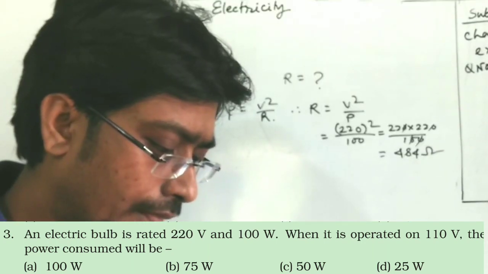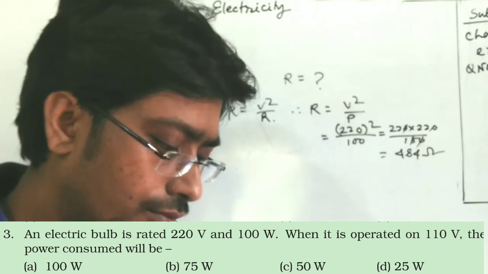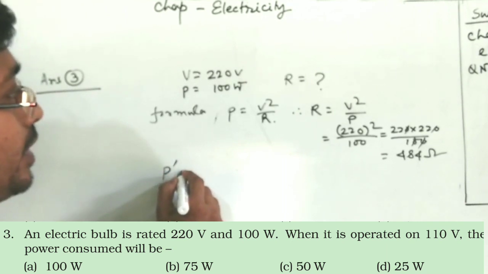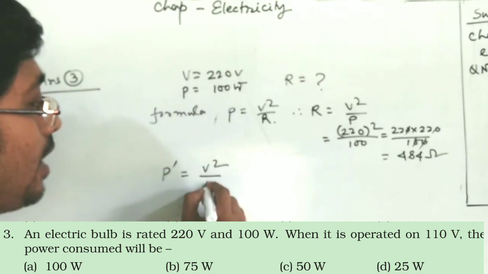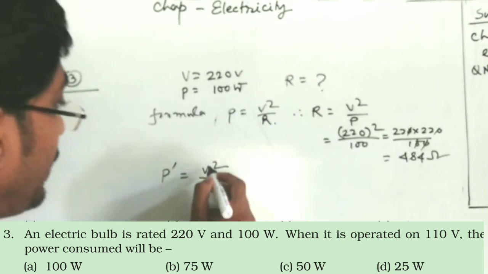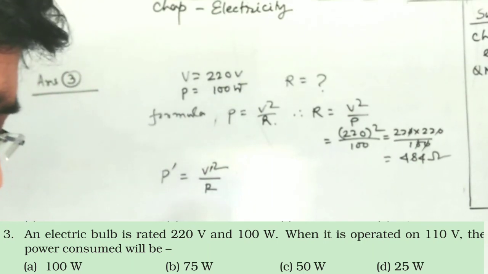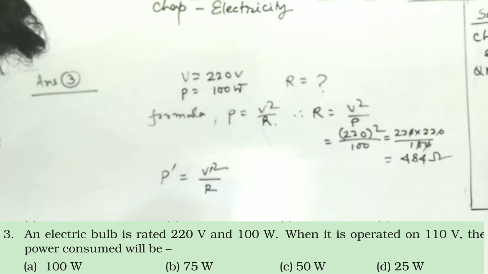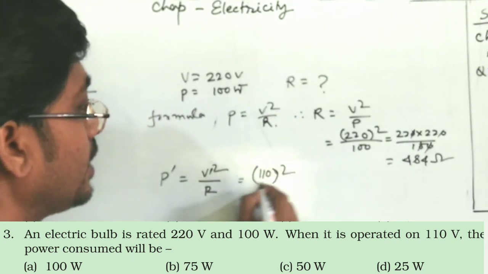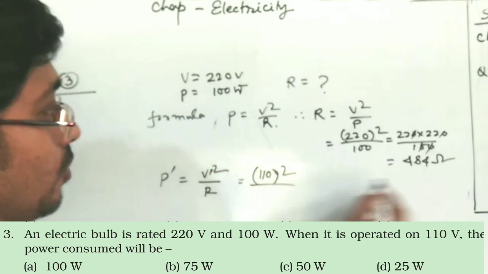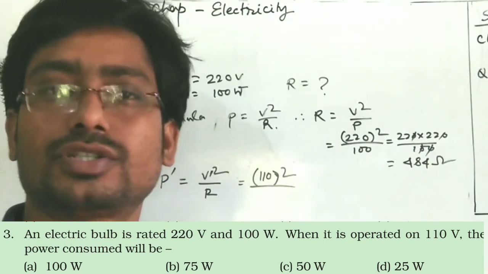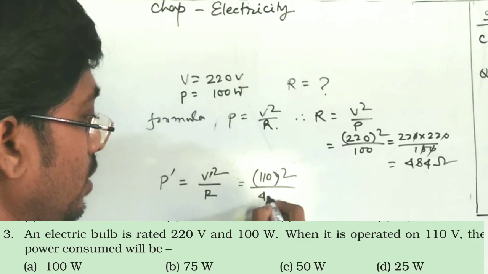For the second condition, when it is operated on 110 volt, find out the power consumed. Suppose the power is P dash, which will be equal to V square by R. So it will be V dash square, because the voltage also changed. Now the voltage is 110 volt, so 110 square for the second case, and R will be the same. R will not change. The resistance of the bulb will be constant.